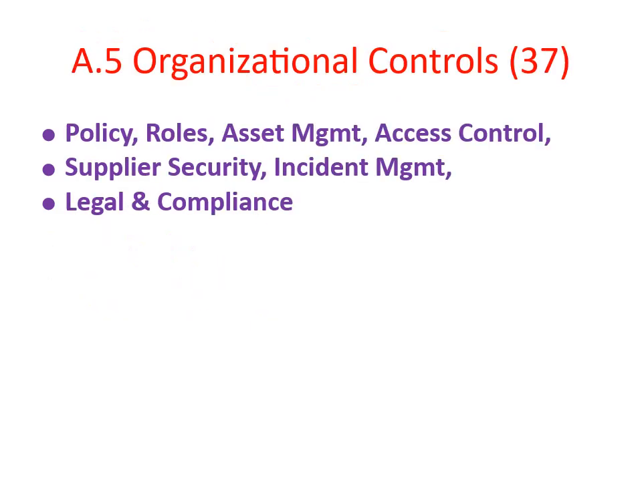8.5 Organizational controls. Organizational controls focus on governance, policies, procedures, and administrative management of information security. Examples include information security policies, roles and responsibilities, asset management, access control management, supplier security, incident management, legal and compliance requirements. These controls establish the management framework for information security.